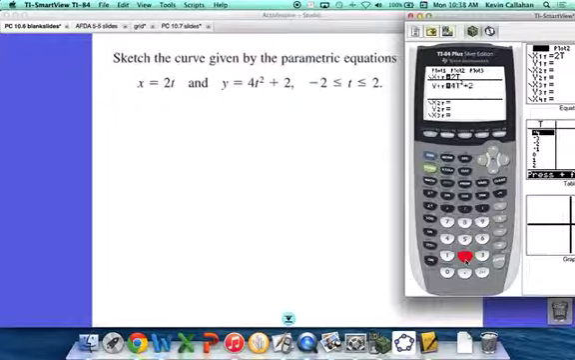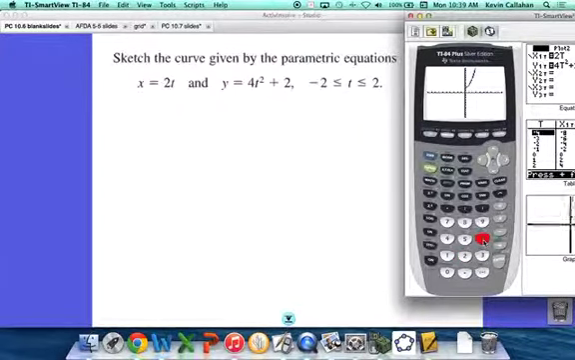Okay, now you can graph. I can hit graph and see what it looks like. Let me do zoom just to get a normal looking graph. That looks kind of crazy. But they have given us a domain statement right there.